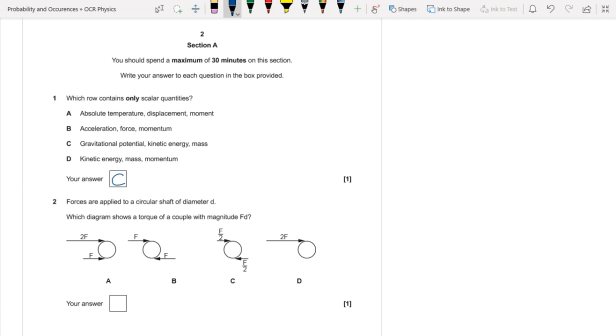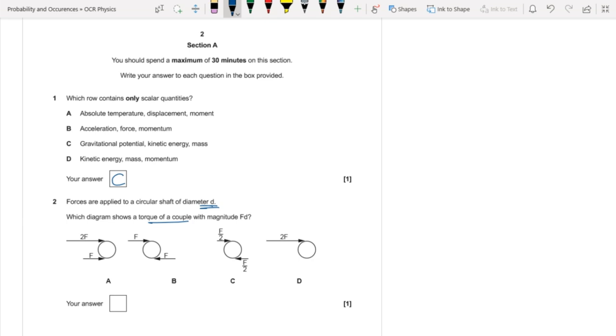Coming on to question number 2. Forces are applied to a circular shaft of diameter D. Which diagram shows a torque of a couple with magnitude FD? If we have a look here, A and D are not couples because we need equal and opposite forces. Indeed, D has a single force, whereas in A they are two unequal forces, so A and D are not couples. So we are left with B and C.